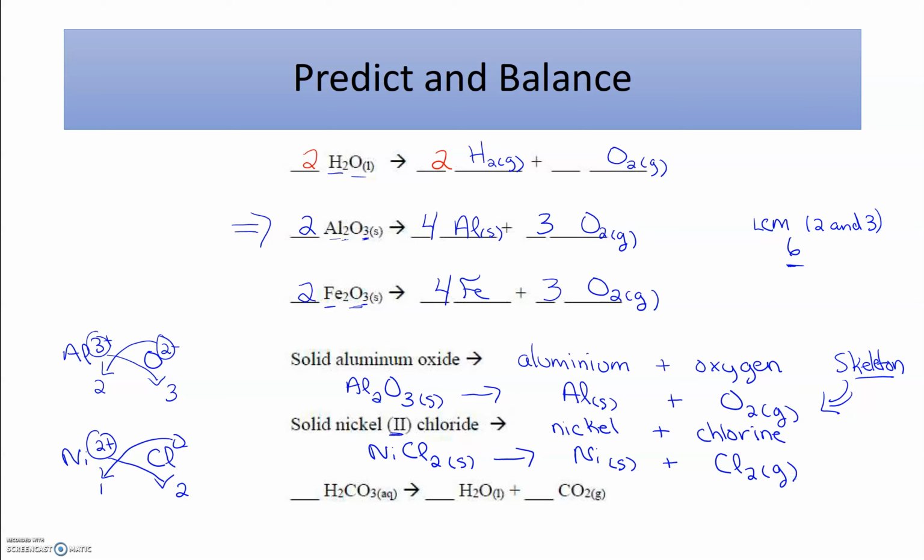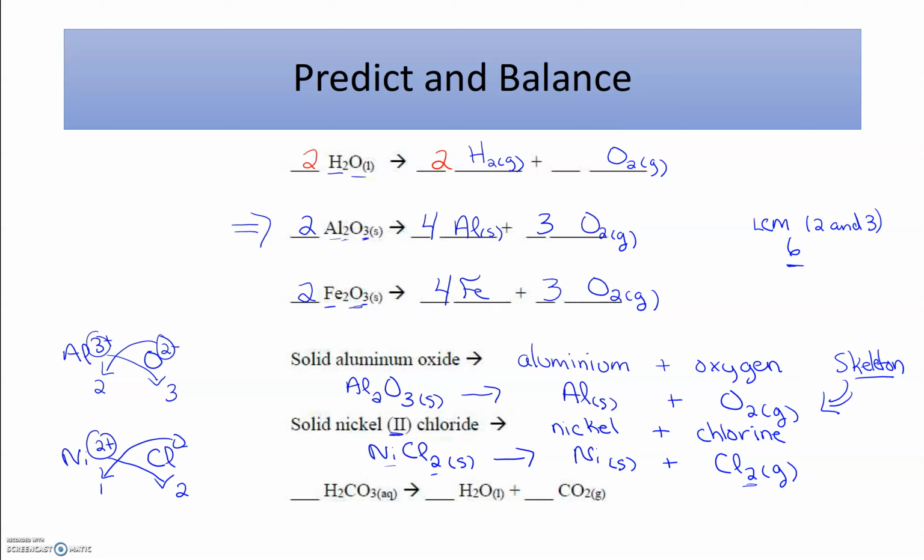Now I want to check to balance. When it comes to my chlorine, I've got 2 in my reactant, 2 in my product, so chlorine's balanced. When I look at my nickel, I've got 1 in my reactant and 1 in my product, so he is balanced and I don't need to worry about that one.